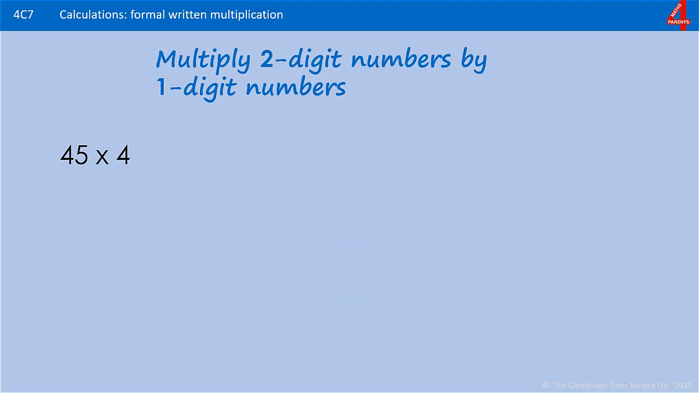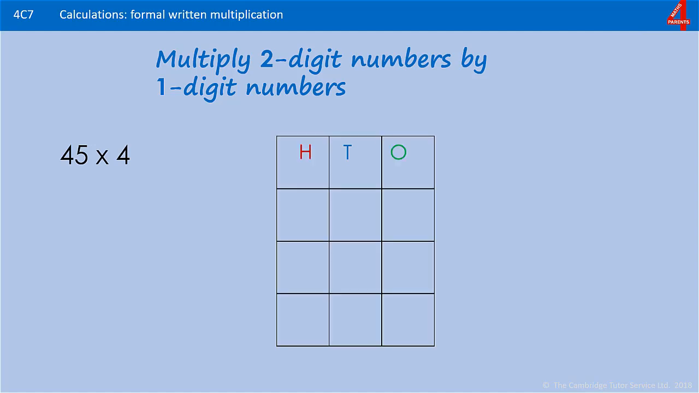This one's a little more tricky because the numbers are bigger and it'll require some carrying. So we set this out the same. This time I've added a hundreds column because we're going to need that in our answer. 45 multiplied by 4. Again we start with the ones column. 5 times 4 is 20. 20 is a two-digit number, and we can't put a two-digit number in that ones column.